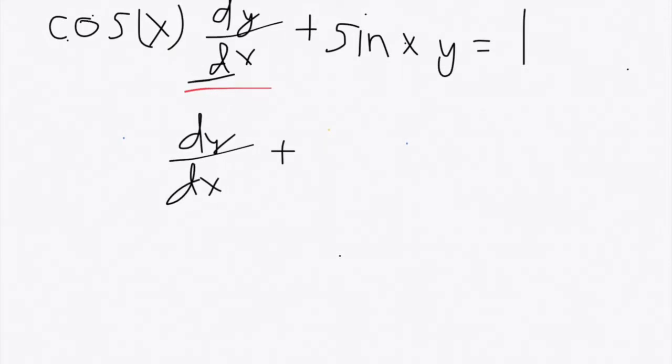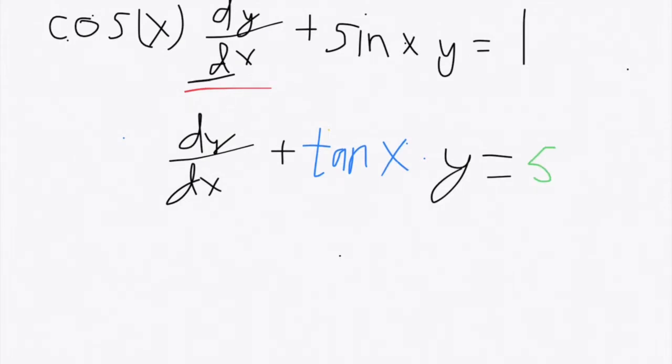Plus sine x divided by cosine x is just tangent x, so I'm going to write that here. Tangent of x times y. And then 1 over cosine x is just secant x. So this is our differential equation now.